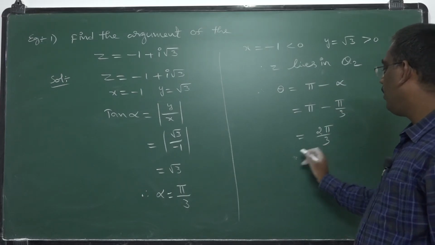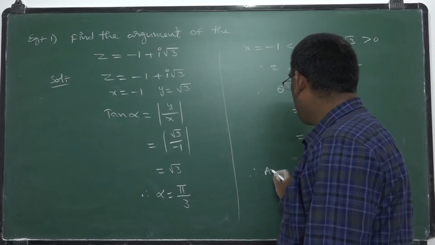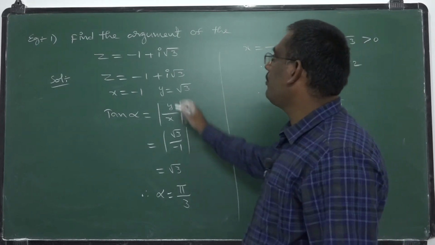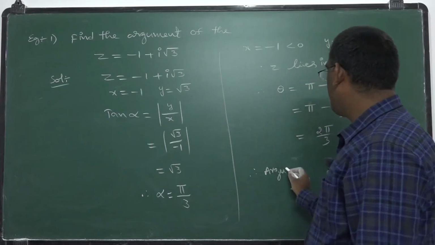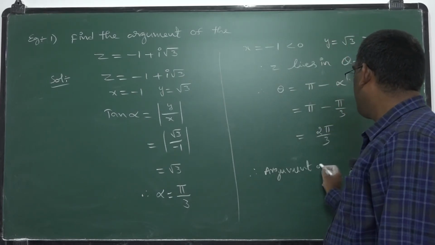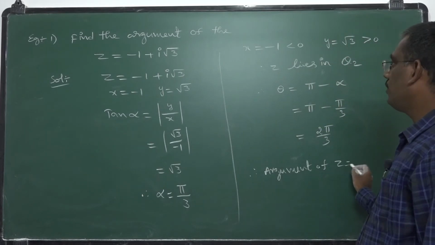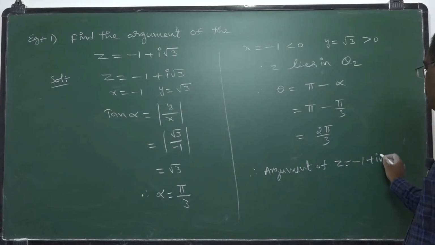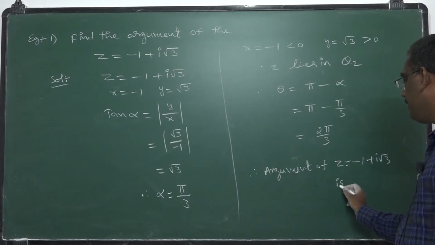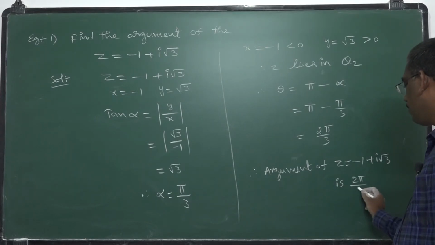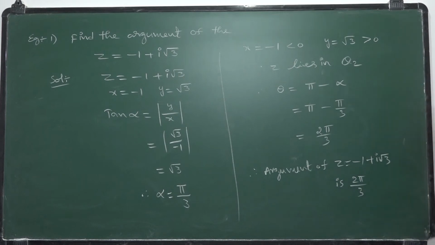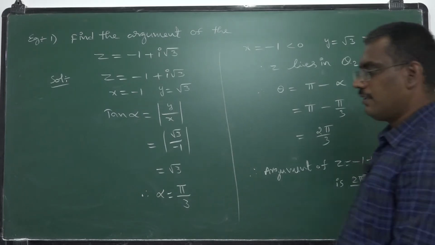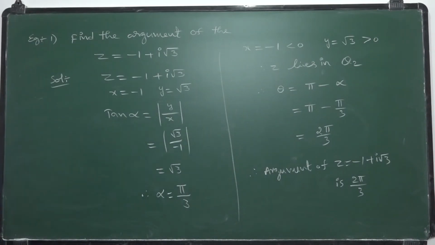Therefore the argument, here argument means principal argument, so the principal argument of z equal to minus 1 plus i root 3 is 2 pi by 3. Next, another example.